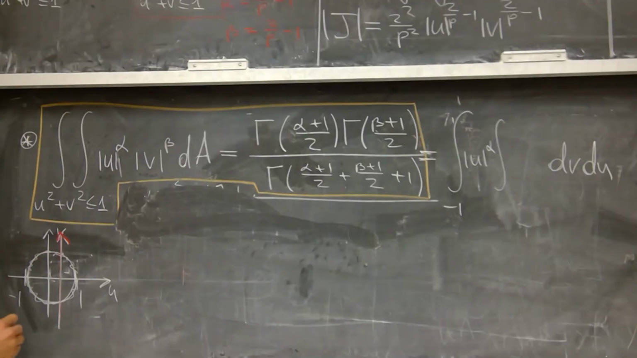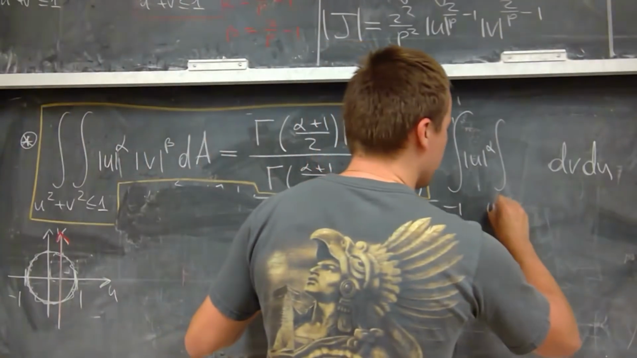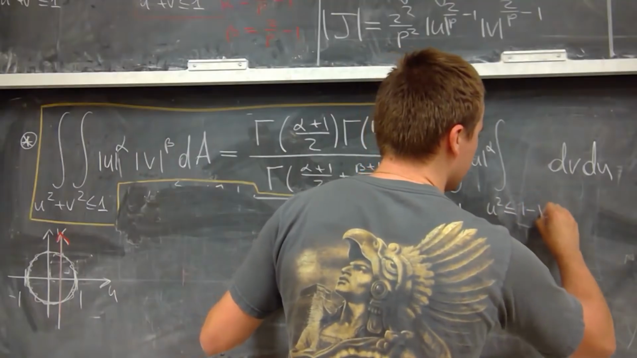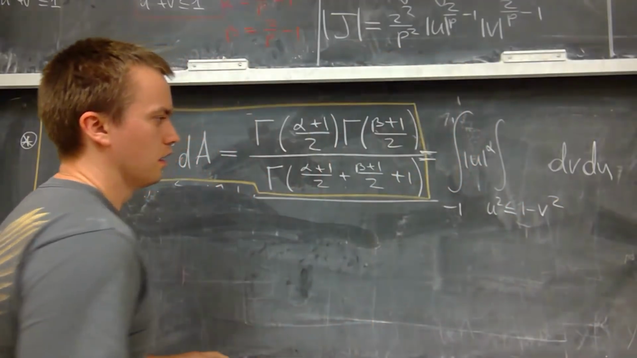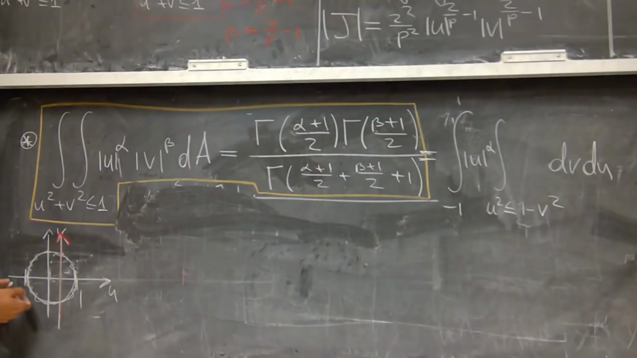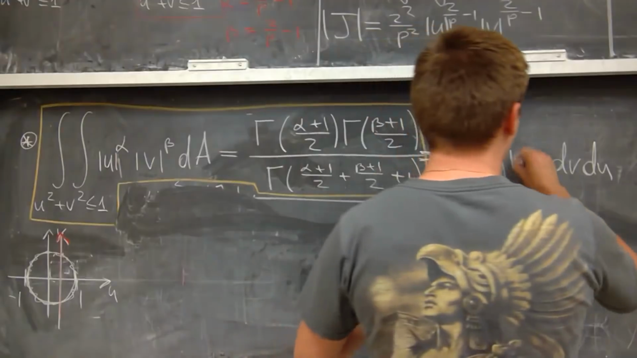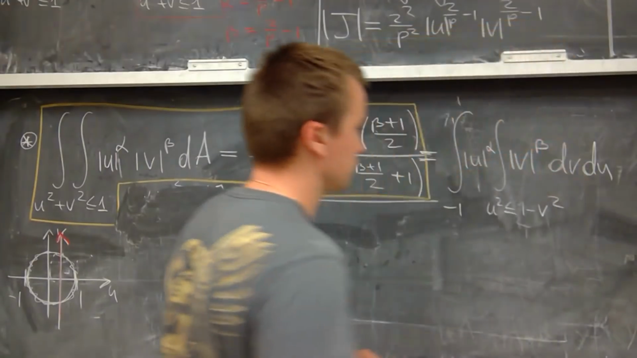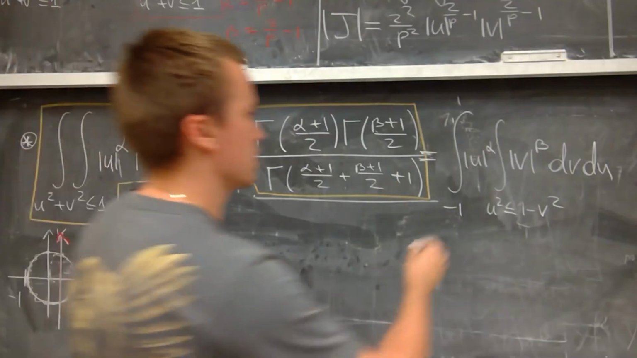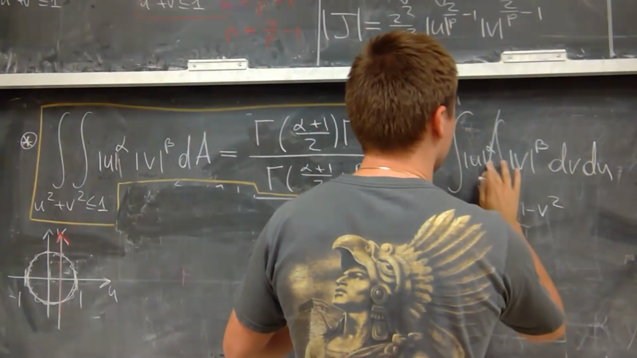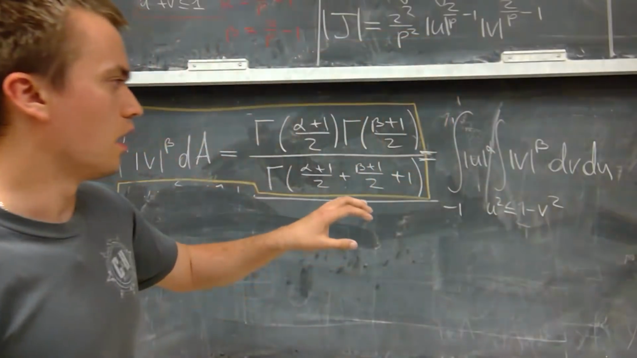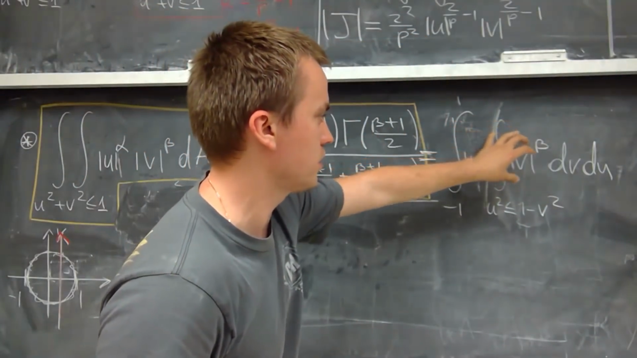And you can see it will first intersect this function, and then it will intersect this function. So in other words, what I will get is that my u squared is going to be less than or equal to 1 minus v squared. And the reason is that it will go from negative square root of 1 minus v squared to positive square root of 1 minus v squared. Okay, and here I will have my v to the beta. And let's just separate these integrals. Okay.